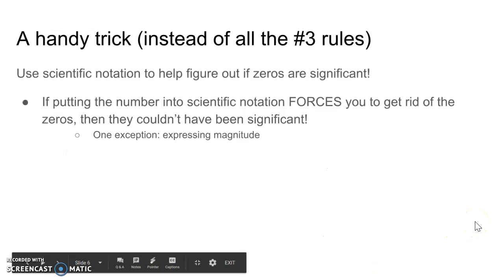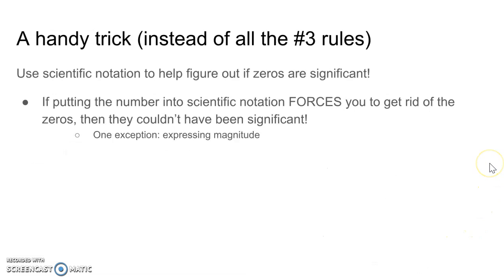All right, I know this is a little annoying, so instead what I like to use is scientific notation to help me figure out if significance is there. If you're forced to get rid of the zeros when you're putting it into scientific notation, then they couldn't have been significant. There is an exception. That's going to come up in my last example problem on here.